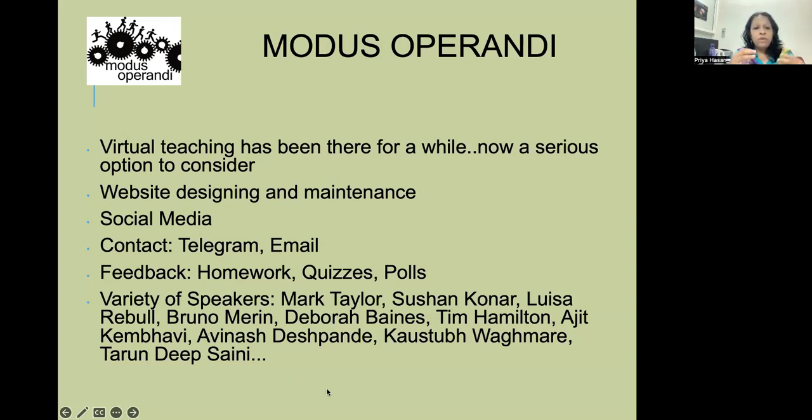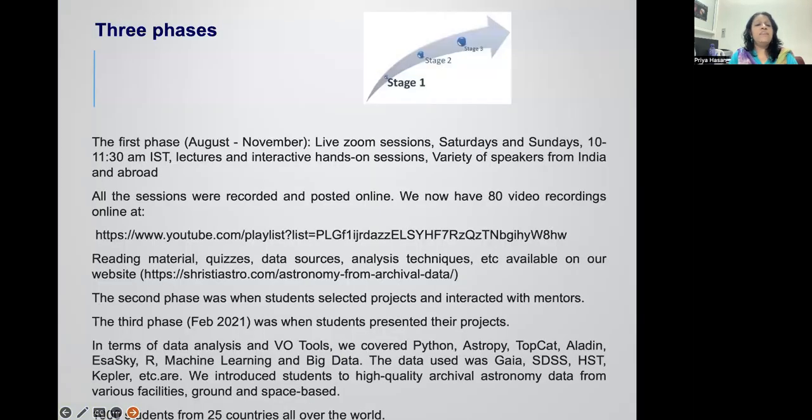And what we did is, for our project, we had a variety of speakers. We were speaking about the topics that we knew. But other than that, we had Mark Taylor, who's done TOPCAT, Sushan Konar, Raisa Ribul, Bruno Merin, Deborah Baines, Tim Hamilton, Ajit Kembhavi, and quite a few other names mentioned over here of people who actually were with us in this. So we had lectures from various speakers who proposed different kinds of projects that the students could get involved in. Now, it was done in 3 phases.